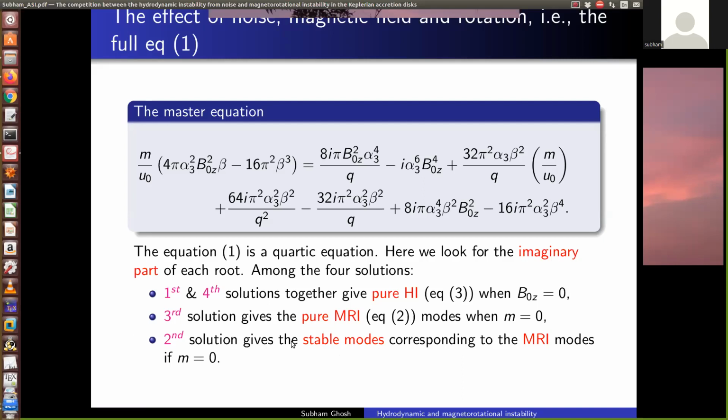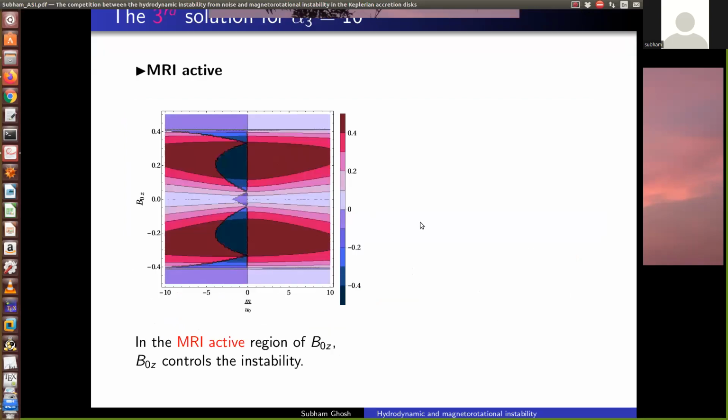So now let us start with the MRI counterpart, that is the third solution, as it is already well established in the community. In this plot, along the x-axis it is the noise, m by u naught, and along the y-axis it is the magnetic field strength. These different contours, this is the contour plot or surface plot, represent the imaginary part of beta, that is the growth rate.